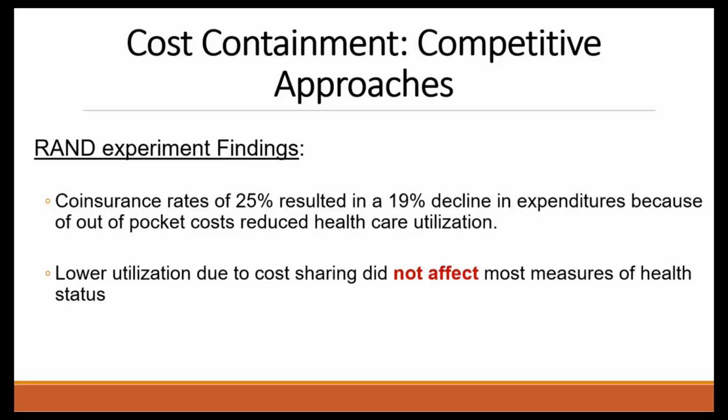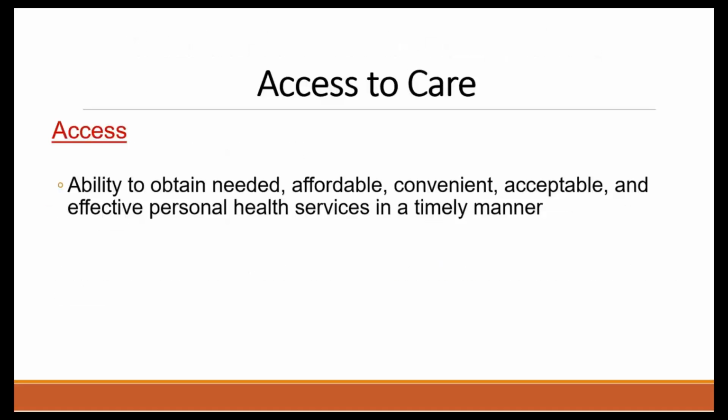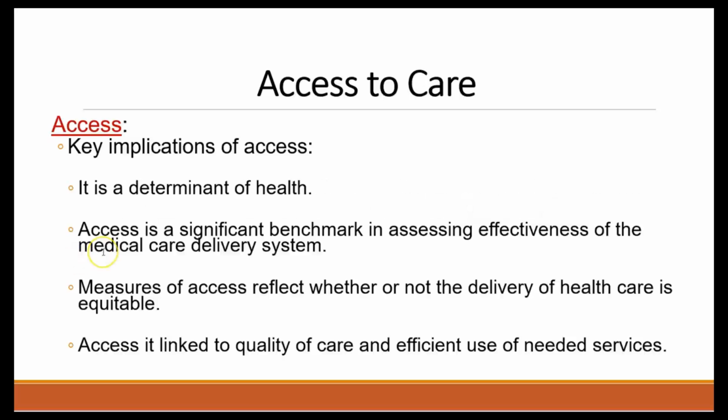I'm going to jump to slide 51. So access is the ability to obtain needed, affordable, convenient, acceptable, and effective personal health services in a timely manner. So when we're talking about access to care, there are a number of key implications of access for health and healthcare delivery. First, access to medical care is one of the key determinants of health status, along with environment, lifestyle, and heredity factors, as we saw with Bloom's model.